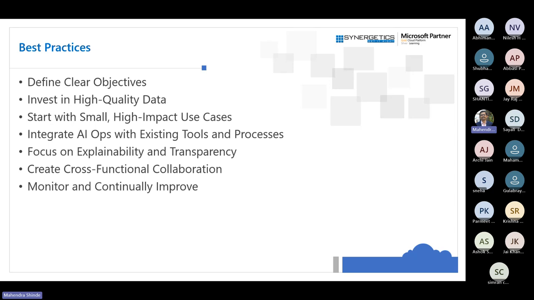People in data science use AI. People in IT operations will use AI. People in business, like MBAs, business masters, they will use AI. And they will all be using AI for their own respective role. So there is a proper collaboration required. And last, monitor and continually improve.